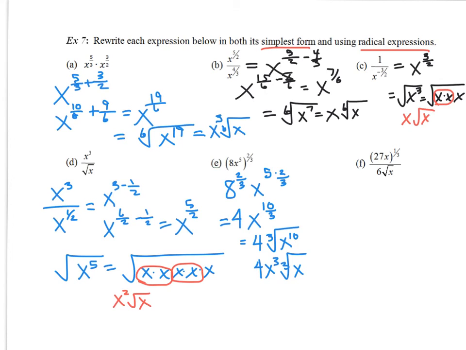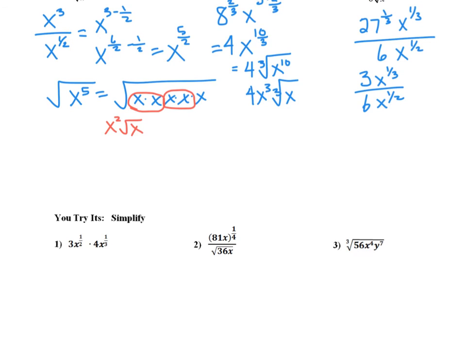Let's see, for the last one, let's do our exponential first. So 27 to the 1/3, x to the 1/3, divided by 6, x to the 1/2. 27 to the 1/3 means take the cube root of 27, so that's 3. X to the 1/3 over 6x to the 1/2. 3 divided by 6 gives me 1/2. Never write this as a decimal, always as a fraction.